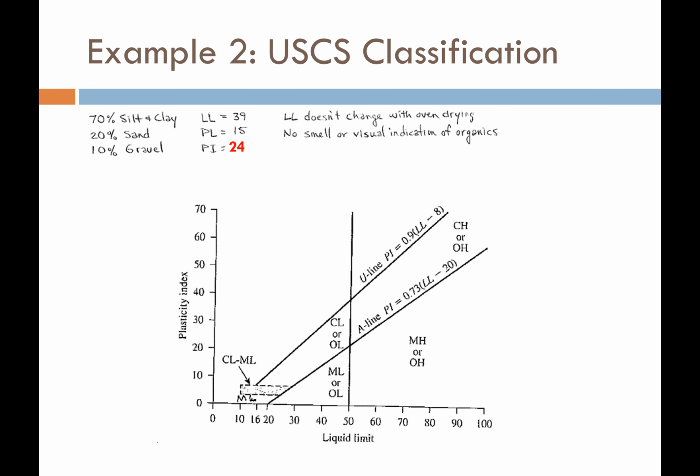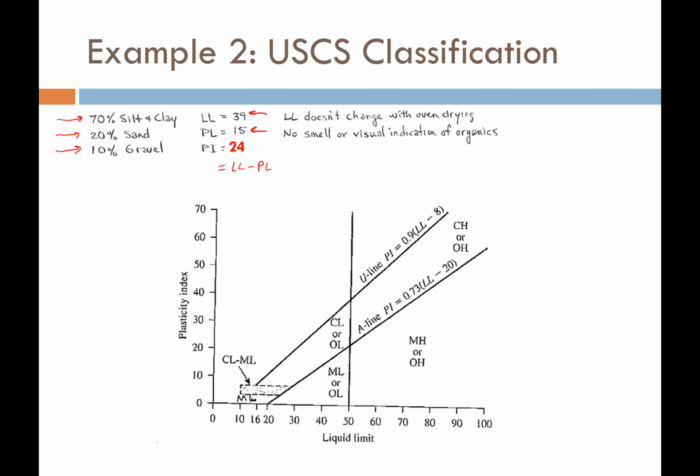Okay, one more example. We're going to do the Unified Soil Classification System. This time we're going to do a fine-grained soil. To speed things up, I've gone ahead and broken down the different soil types. So we have 70% fines, we have 20% sand, we have 10% gravel. The liquid limit is 39, the plastic limit is 15, and the plasticity index, which you'll recall is the liquid limit minus the plastic limit, is 24.